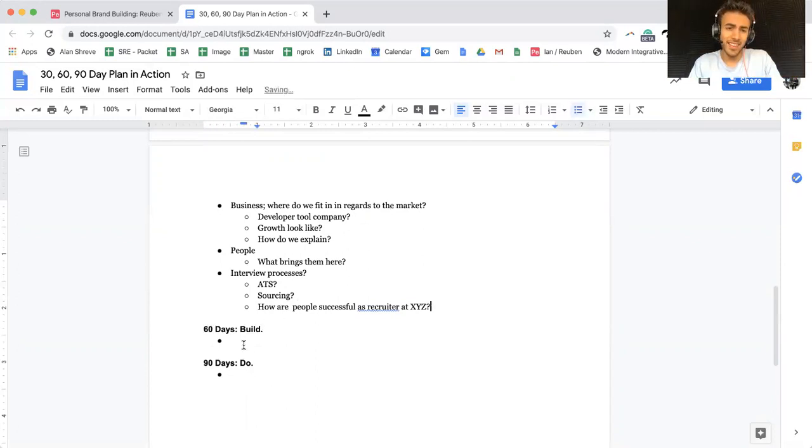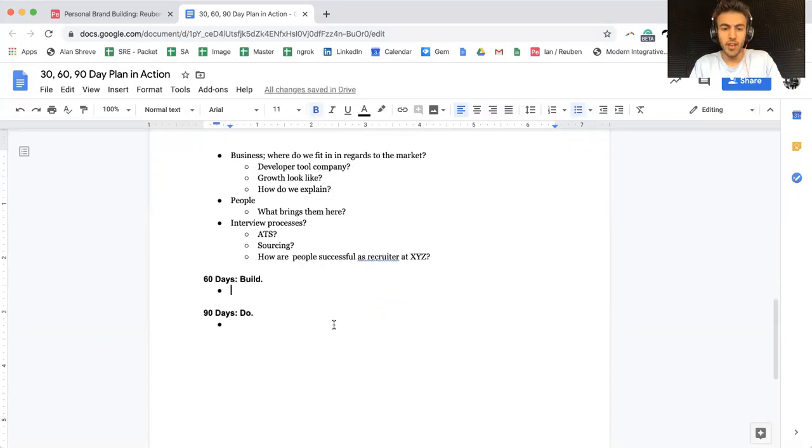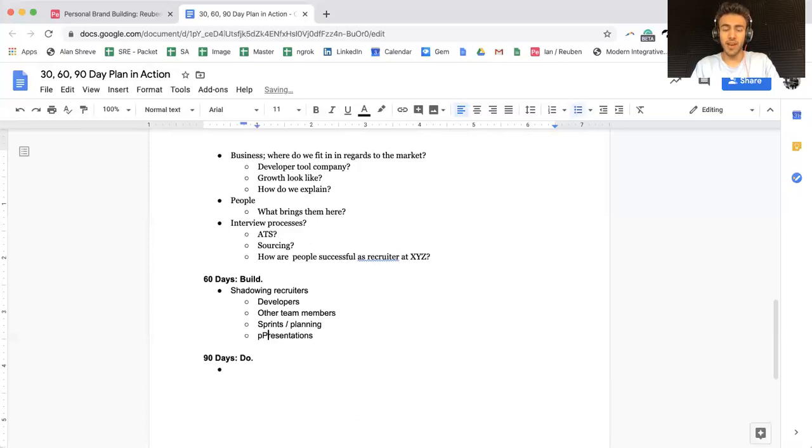Now, in the next 60 days, I just want to build relationships. This will include shadowing. Shadowing recruiters, if there are any, developers if I'm a technical recruiter, other team members, sprint planning, presentations, anything. This is pretty much what I need to focus on, because if I'm articulating this company to an individual, I need to understand and breathe in the culture and then start building those relationships.